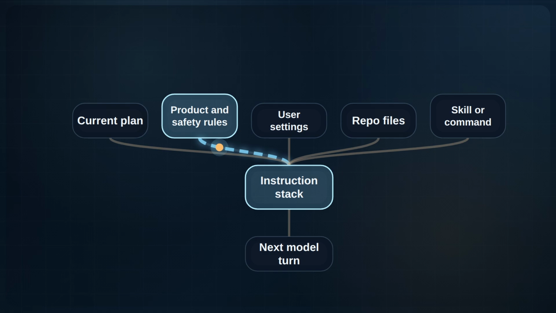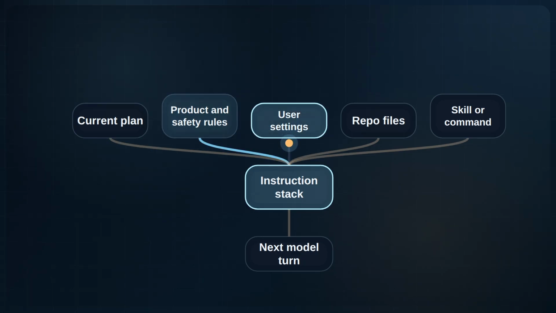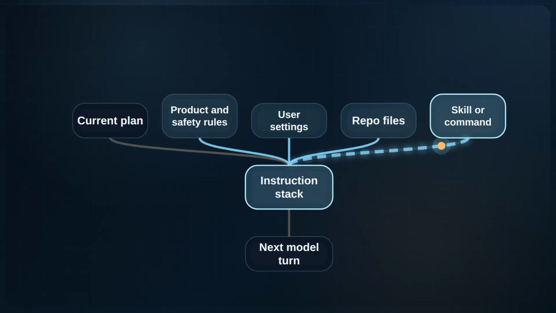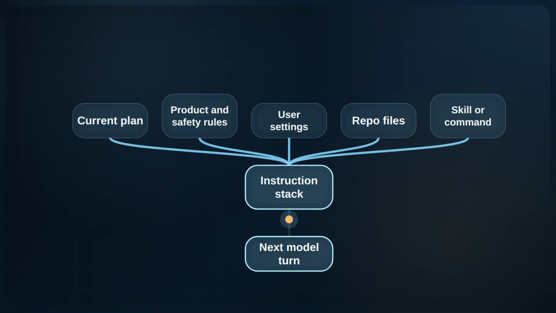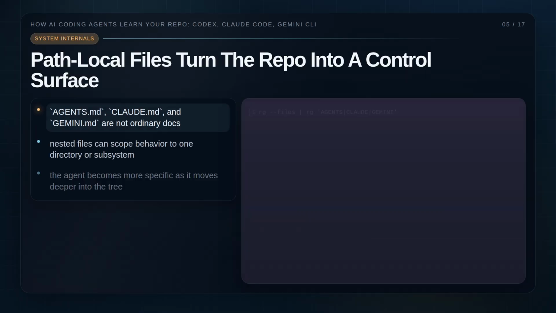One hidden reason these tools feel more controllable than generic chat is that they rely on instruction precedence. There is a baseline owned by the product. There are user defaults that express trust and workflow preference. There are repo-local files that say how work should happen here. Then there may be a task-specific skill, command, or plan step that narrows the guidance further for one moment. This matters because conflicts have to resolve somehow. The good tools expose that reality instead of pretending every instruction lives in one flat space. Once you start thinking in precedence layers, a lot of odd behavior becomes easier to debug.